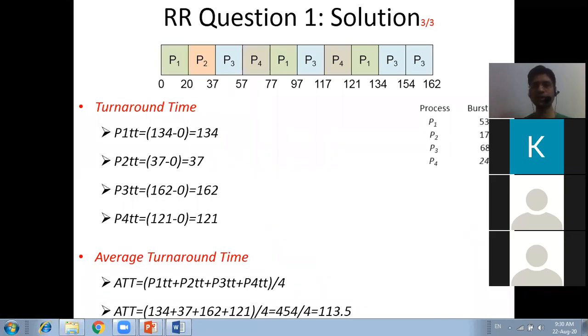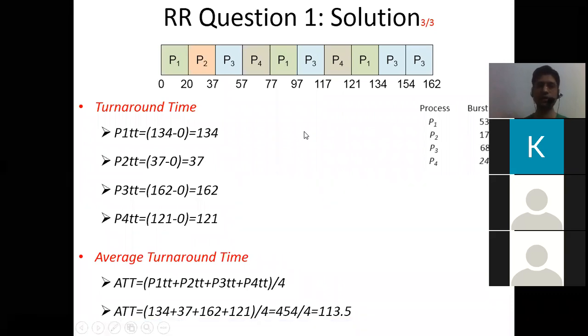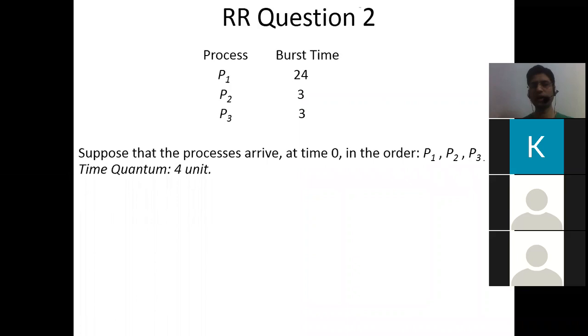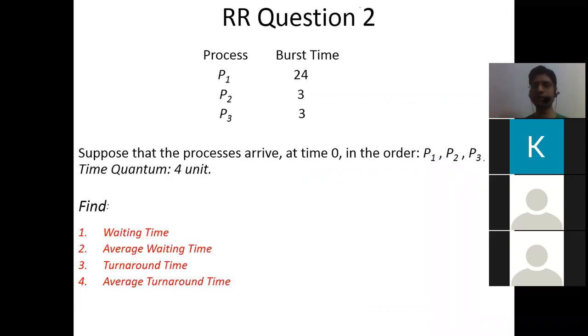So let's see how much you have understood. We have another question on round robin, a very simple one, so that you can solve this in 2 minutes. Come on, do it fast. I need average waiting time and average turnaround time. Go for it and tell me the answer. Here the time quantum is 4 unit time.